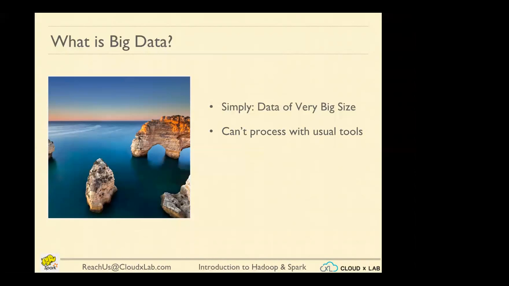The examples of usual tools could be your usual databases, if they cannot handle that kind of data. A question is whether it is in memory or on disk: on the disk, of course. And the third and most important part when we talk about big data is that a distributed architecture is needed.